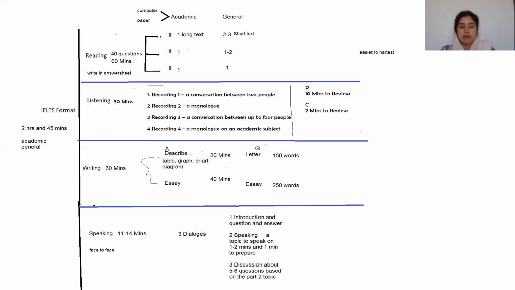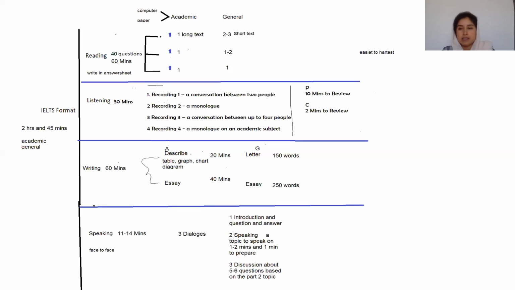And in writing, you have 60 minutes and there are 2 tasks. Task 1 is that they give you a graph, a table, a diagram or a chart, and you have to describe that. They just give you 20 minutes for that, and the minimum that you have to write for this is 150 words. Just remember that if you write any less than that, you will lose marks. So the least thing that you can do is write 150 words about that graph.